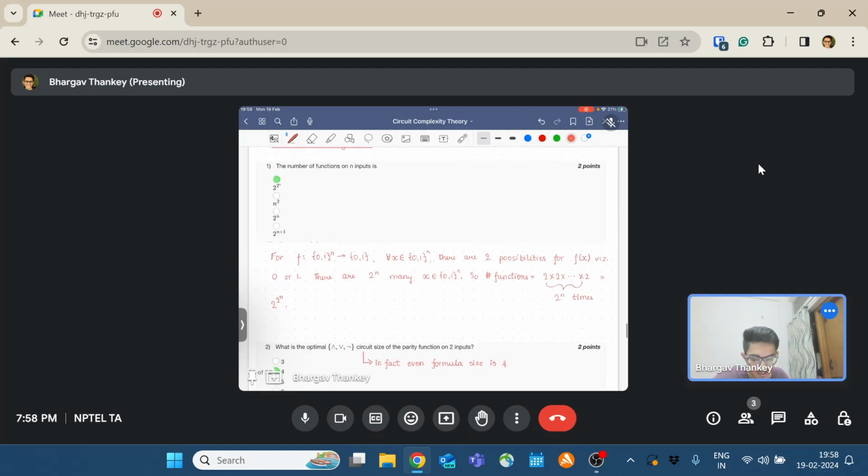Observe that every function on n inputs can be represented by a string of size 2 to the n, right? Give me the truth table. So every function is uniquely represented by a string of size 2 to the n. And how many strings are there? 2 to the 2 to the n. So that's exactly the number of functions.